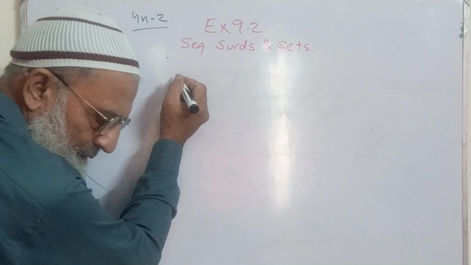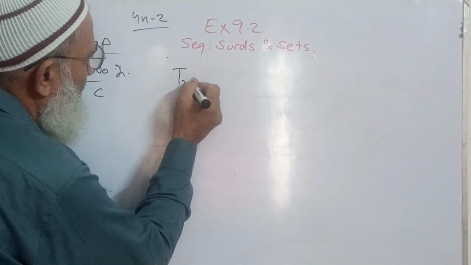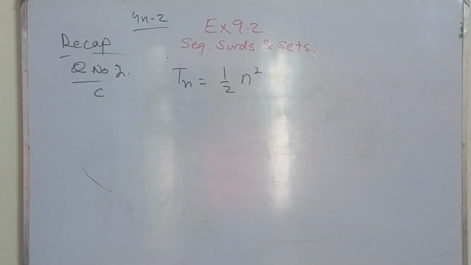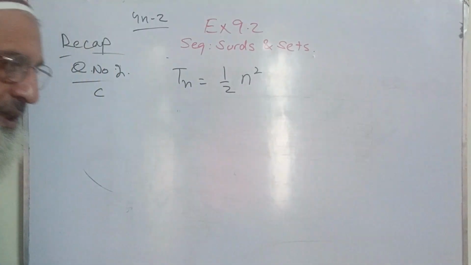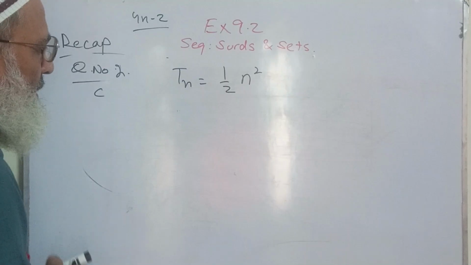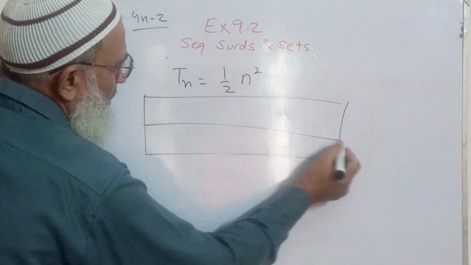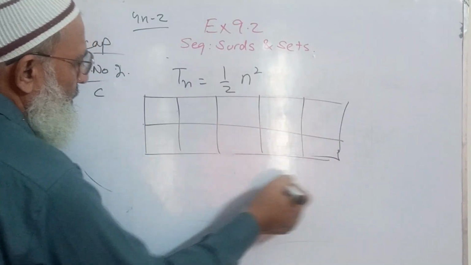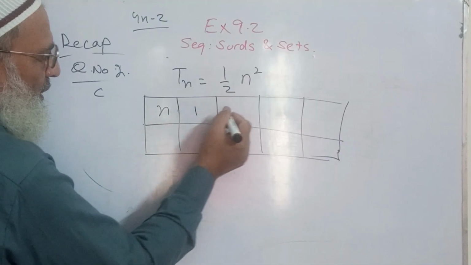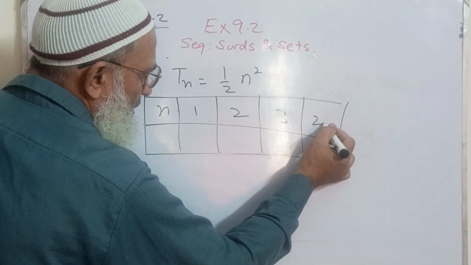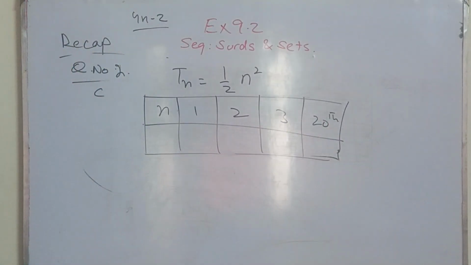Part C is Tn equals 1 by 2 n squared. You see, we have come up with a square number now. The question is the same: the first three terms and the 20th term. Again, you have to draw a table with some columns and rows. So n is equal to 1, 2, 3 and 4 maybe. Let me do the 20th too, because our second part is the 20th term.